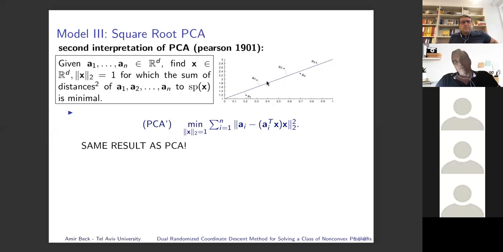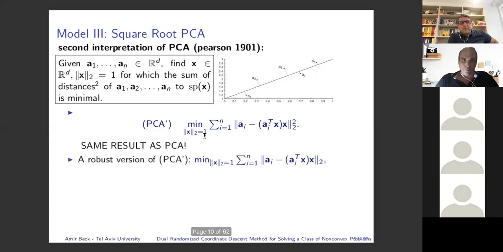If I write exactly what the problem is, the distance between Ai and the line spanned by X is given by this formula, of course with the square. And it's a really simple exercise to show that it's exactly like PCA. The end result is just looking at the maximum eigenvector of the matrix A transpose A. But it does allow us to look at other formulations or variants of PCA.